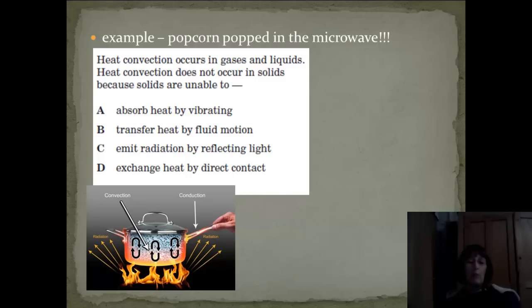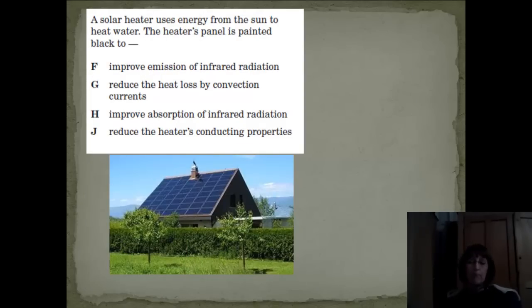Again, you have a picture down below with examples pointing out conduction, convection, and look at the light coming off of the flame. If you put your hand near the flame but not on it, you can feel the heat coming off. That's radiation. A solar panel or solar heater uses energy from the sun to heat water. The heater's panel is painted black. Why is it painted black?